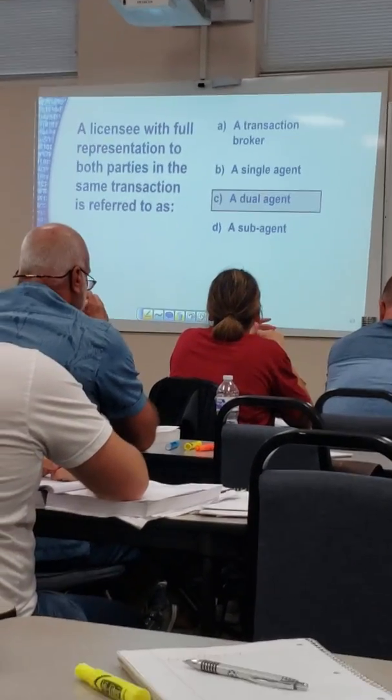Full representation is dual agency. It didn't say if it's illegal or not. The question says, are you representing both parties in the same transaction? It's called dual agency, which in the state of Florida is illegal. Question. Brokerage principles of identification.